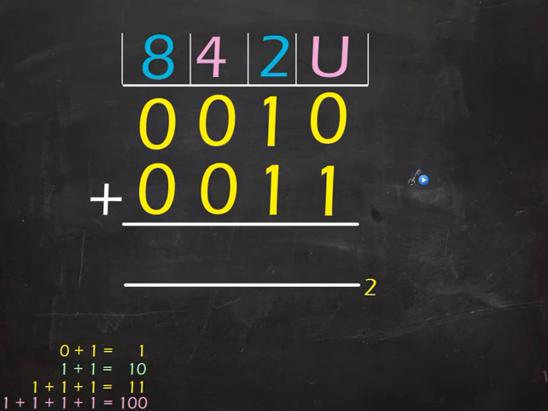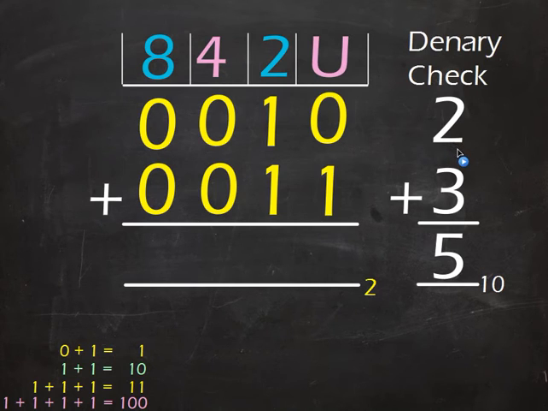Alright, so 0 plus 1. Well, actually, let's just find out what these numbers are worth first. This top number is 1 lot of 2 plus 0, so that's 2. The bottom one is 1 lot of 2 plus 1 lot of 1, so that's 3. So if you find the denary or base 10 equivalent, what we're looking at is 2 plus 3, and we should get the equivalent of 5 if it works.